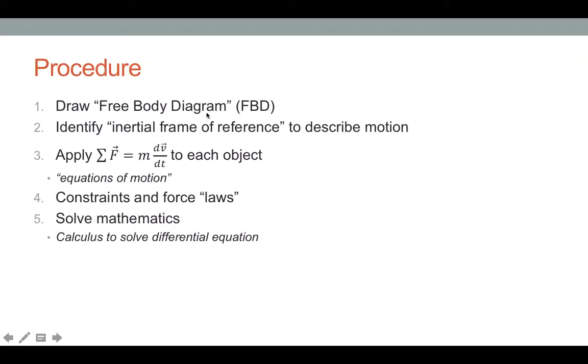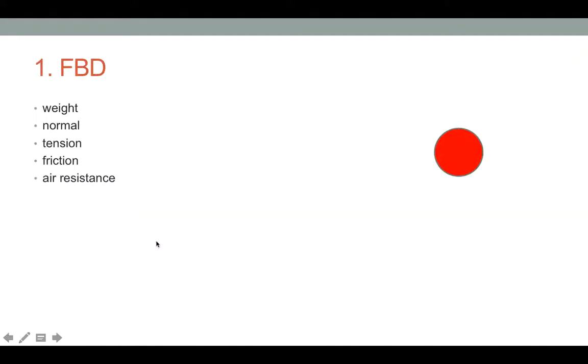We're going to draw a free body diagram, pick our frame of reference, apply F equals ma, again in the form of F equals m times the derivative of the velocity. We're going to apply our force law, which will be Stokes' law, and again the mathematics we'll be largely calculus.